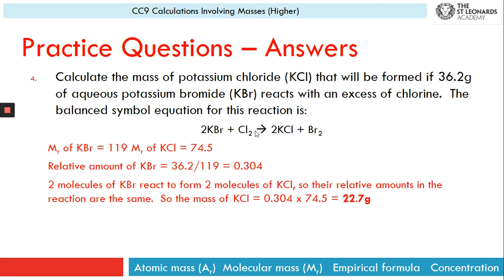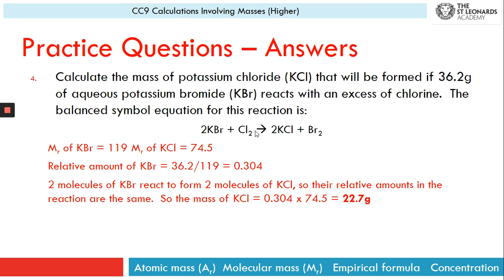So to work out the mass of potassium chloride, we use that same formula. Instead of working out the moles, we're working out the mass. So the mass equals moles times Mr. The moles we just worked out is 0.304, and we're going to times that by the Mr, 74.5, which means we will have 22.7 grams of potassium chloride formed in this reaction.